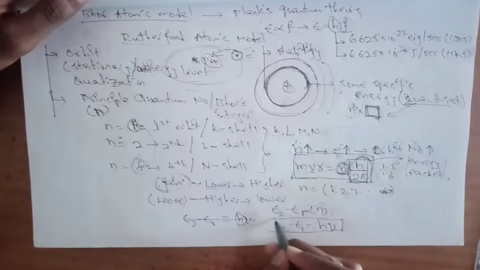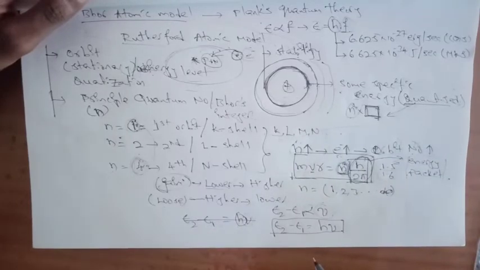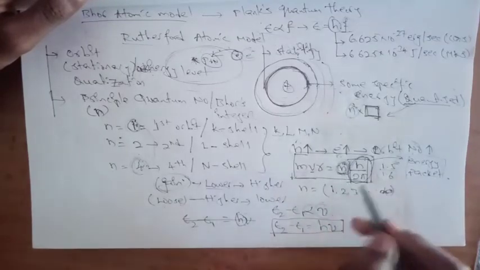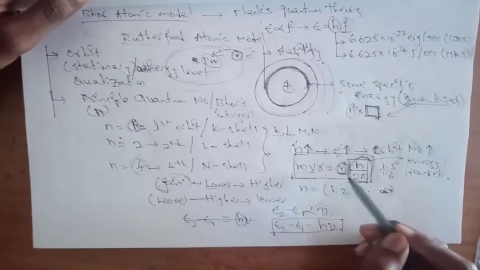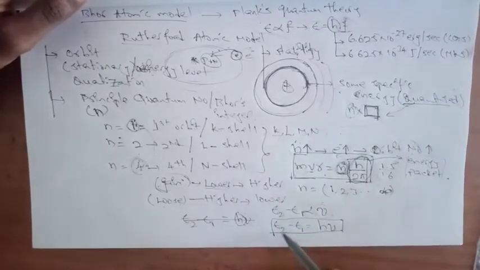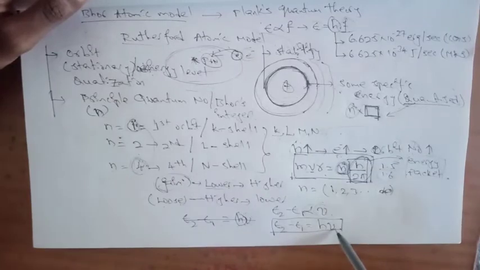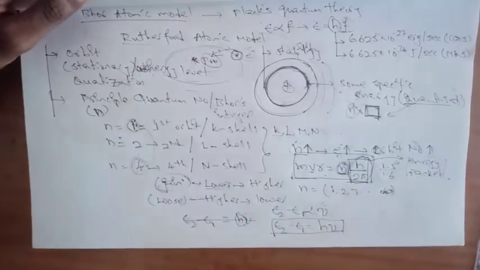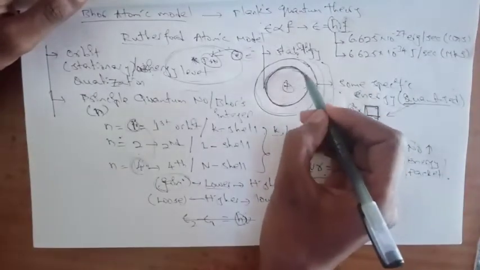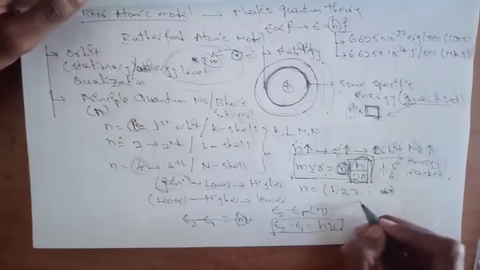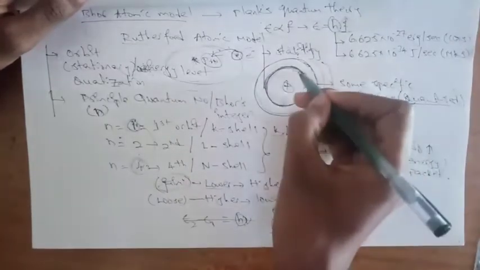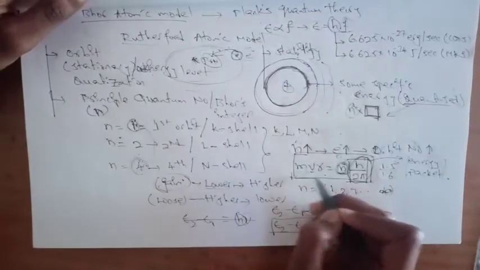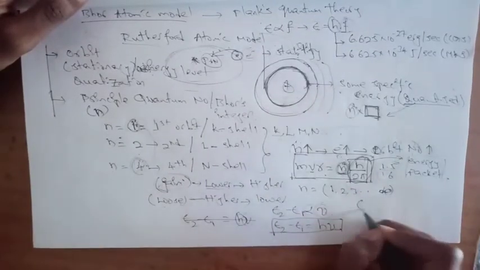So this we have to consider in this Bohr atomic model, and we have to focus on these three concepts. One is quantization, another is mvr equals nh by 2 pi, and the third is E2 minus E1 equals h nu. And the electron balances its energy by... Suppose the electron is rotating, it experiences some centrifugal force.